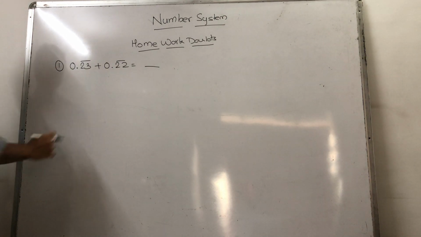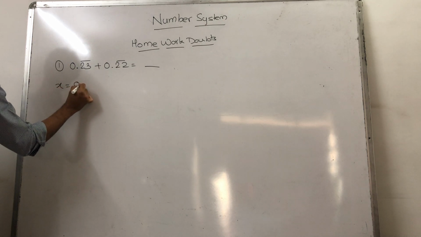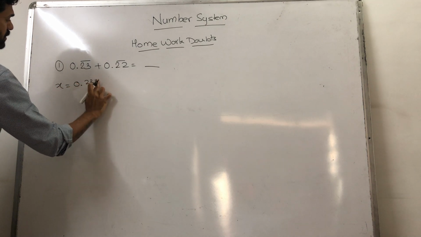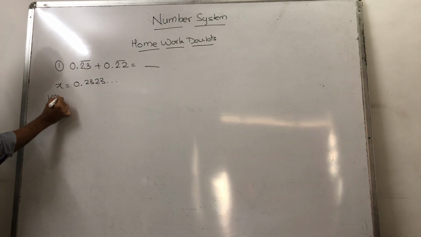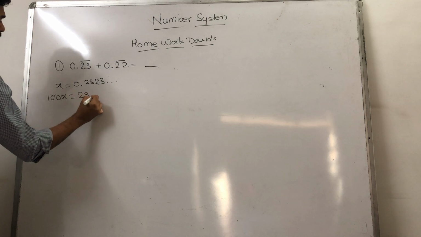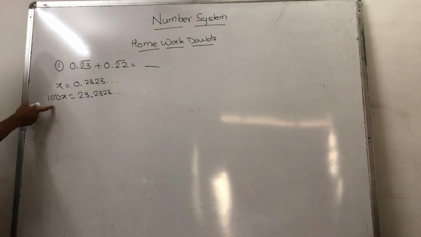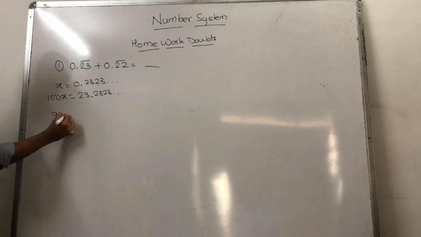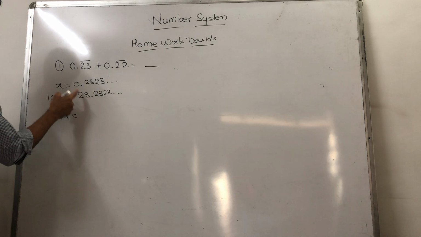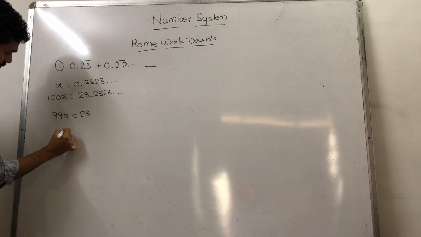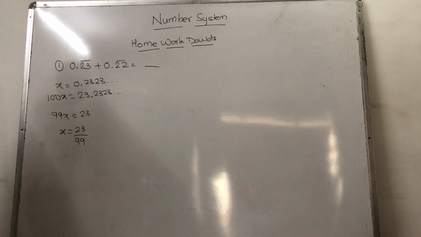Step 1, convert it into p by q form. You write x is equal to 0.23 bar, which is 0.2323. Two digits are repeating, so you multiply by 100, and your number is 23.2323. Next step, subtract it. 100x minus x is 99x. If you subtract these two values, the same numbers after the decimal get cancelled. 23 minus 0 is 23. Therefore, x is 23 by 99.